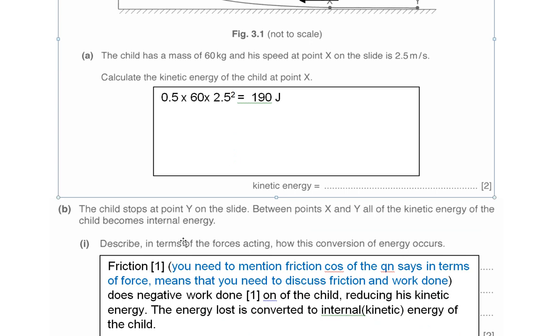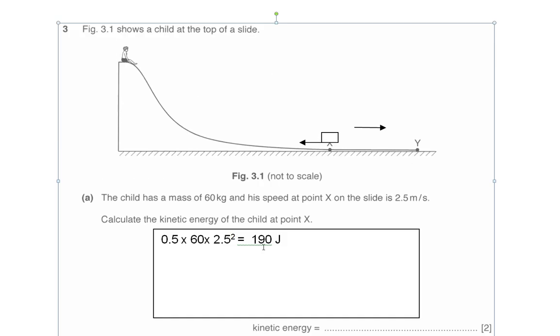The child stops at Y. Between point X and Y, all the KE becomes internal energy. Describe in terms of forces acting how this energy conversion occurs. Again, in terms of forces acting, I will have to look at the free body diagram. In this case, I'm drawing the child here at X.